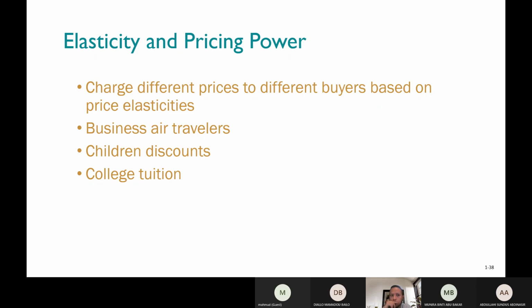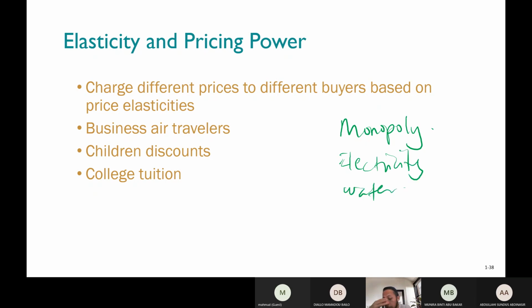Or another situation is the case of monopoly. For example, if there's only one supplier of electricity, or one supplier of water. When they are monopolizing, no matter what price they set, people will still utilize the service that they provide, so electricity and water. So in this case, they are also considered to have market power and pricing power.